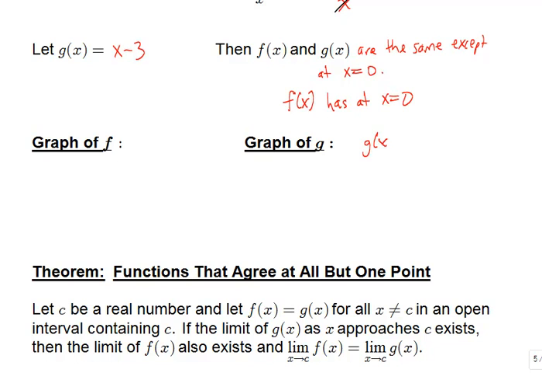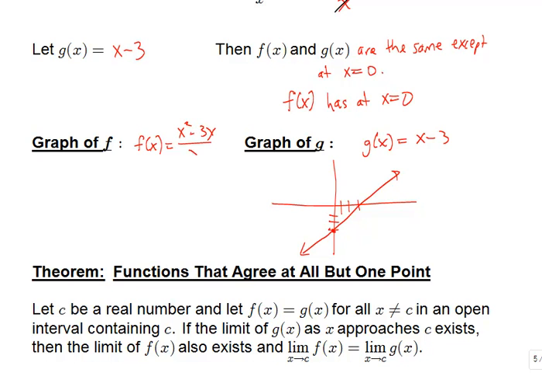G of x is just this x minus 3 function, and that's just a line. It has a y-intercept at -3, and it has a slope of 1. So it's going to look something like this. Just a nice line. F, on the other hand, was that rational function. So what does its graph look like? Well, it looks exactly like the graph of g, except you're going to have a hole at x equals 0.